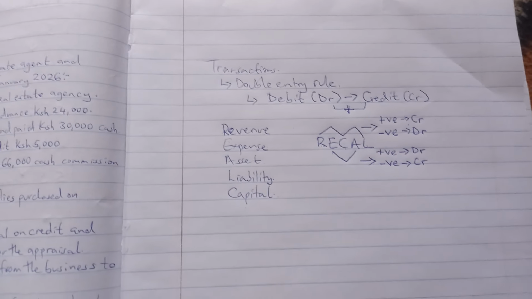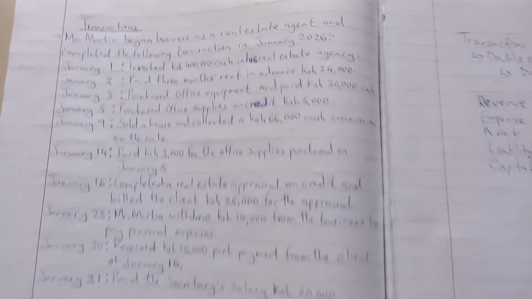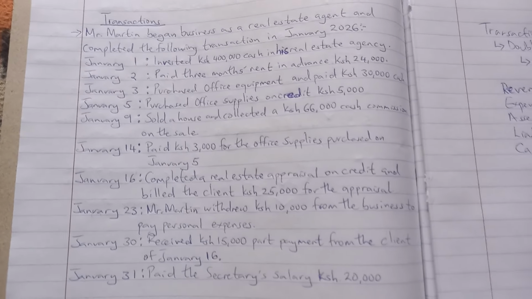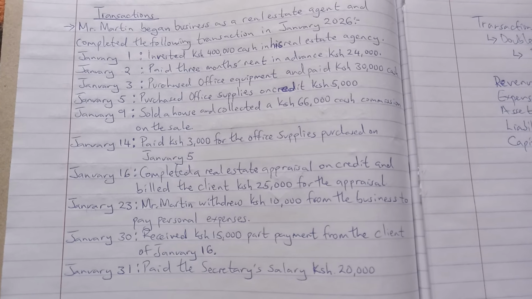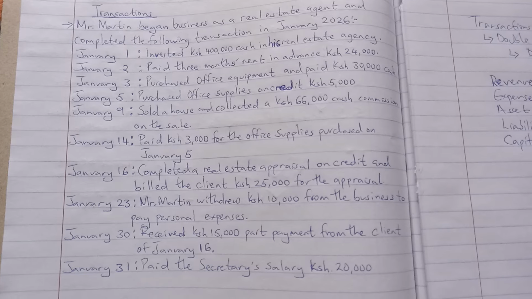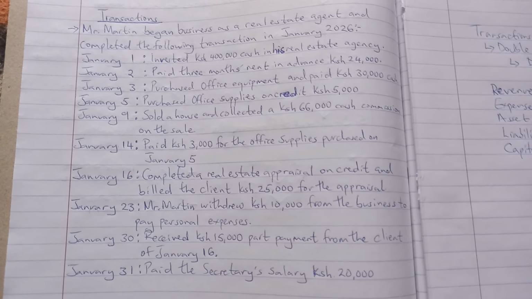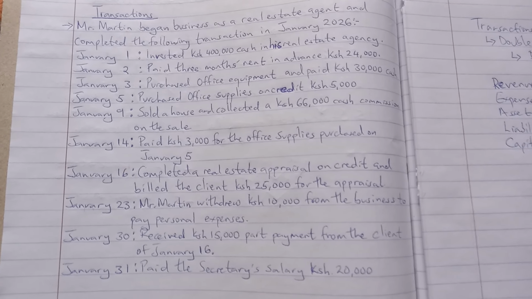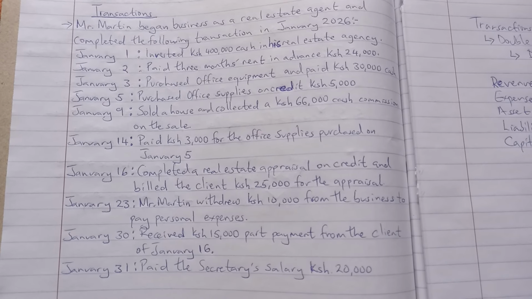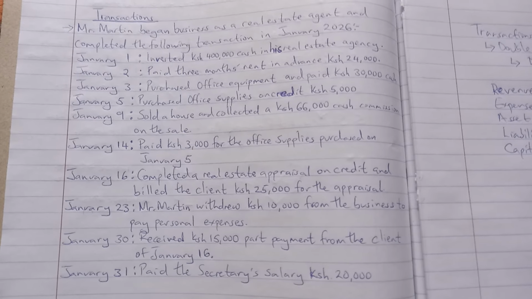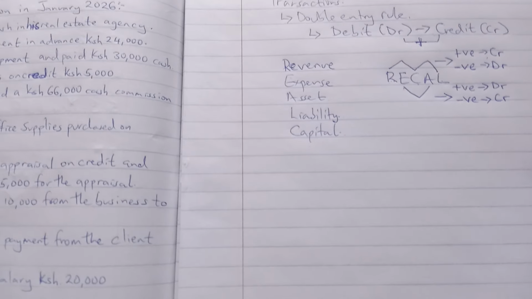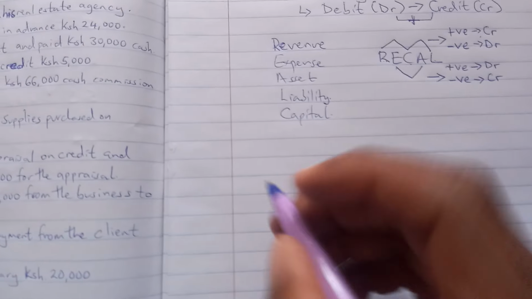Skipping all the theory part, let us now tackle this example. Here we have a business which is starting. It is a real estate agency. These are the transactions. On January 1st, Mr. Martin invested 400,000 Kenya shillings cash in his real estate agency. So here the business is starting. What did I say? I said that in every transaction.